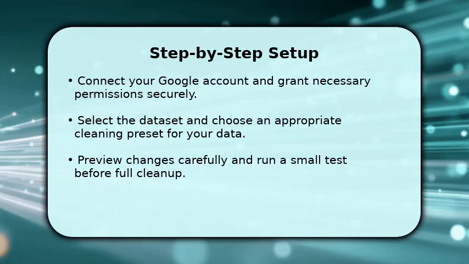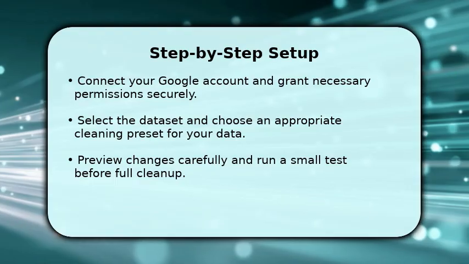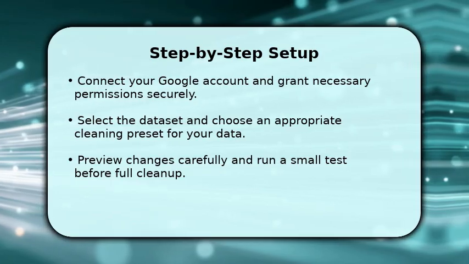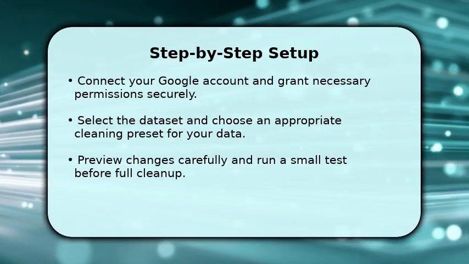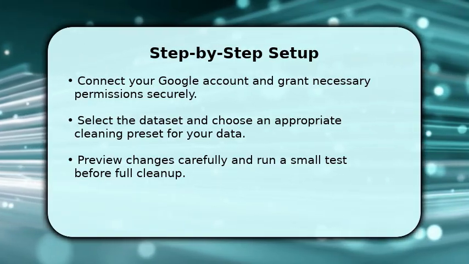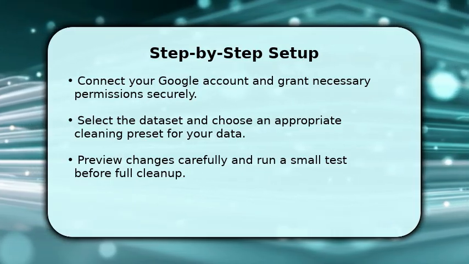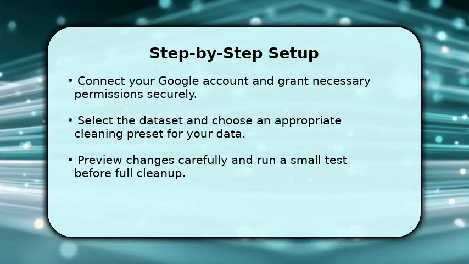Start by connecting your Google account and granting secure access to the dataset. Next, select the file you want to clean and pick a preset that matches your data type or build custom rules for specific fields. Use the preview to inspect proposed edits and run a small test cleanup to confirm results. Once satisfied, apply the cleanup to the full dataset and export to your preferred format for immediate use.